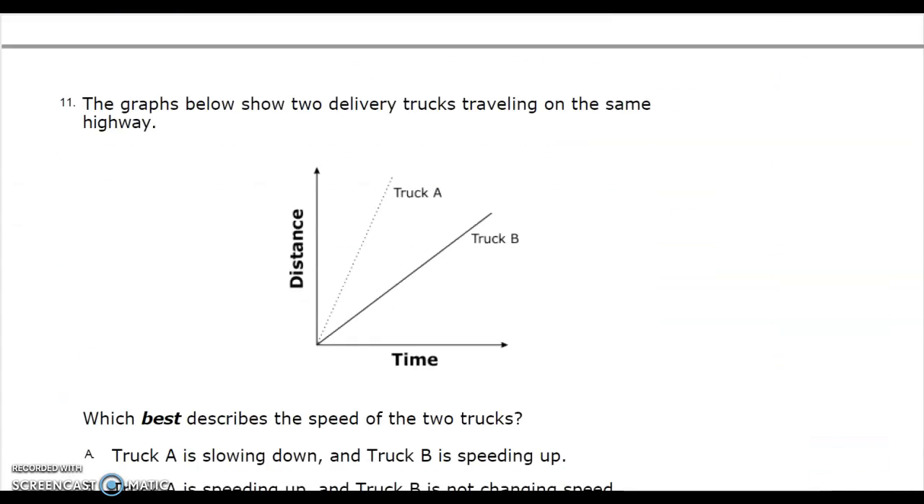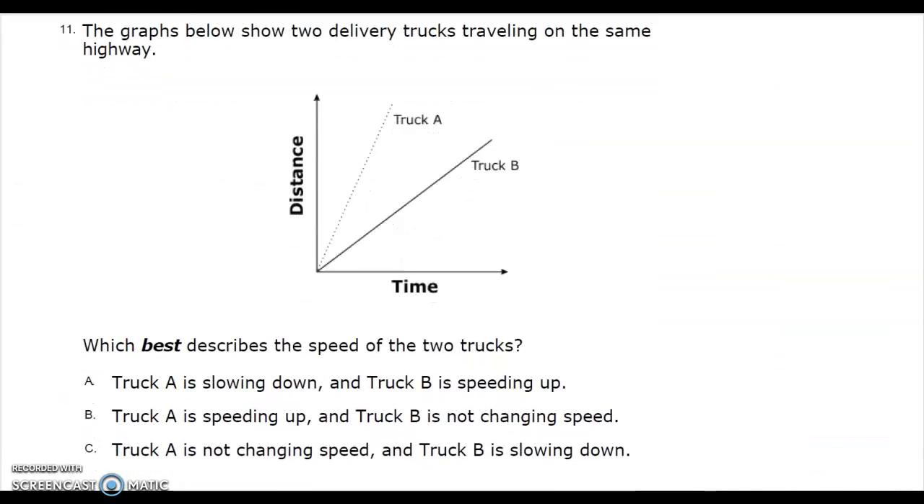Moving on down to our next question, question 11. The graph below shows two delivery trucks traveling on the same highway. Now, I know that truck A is definitely moving a lot faster than truck B before I start, but let's just figure out what the question is. What describes the speed of the two trucks? Truck A is slowing down and truck B is speeding up. I don't see any curved lines on this distance time graph, so there's no speeding up and slowing down. Truck A is speeding up and truck B is not changing speed. I don't see an answer to that one either, because that's not what's going on here.